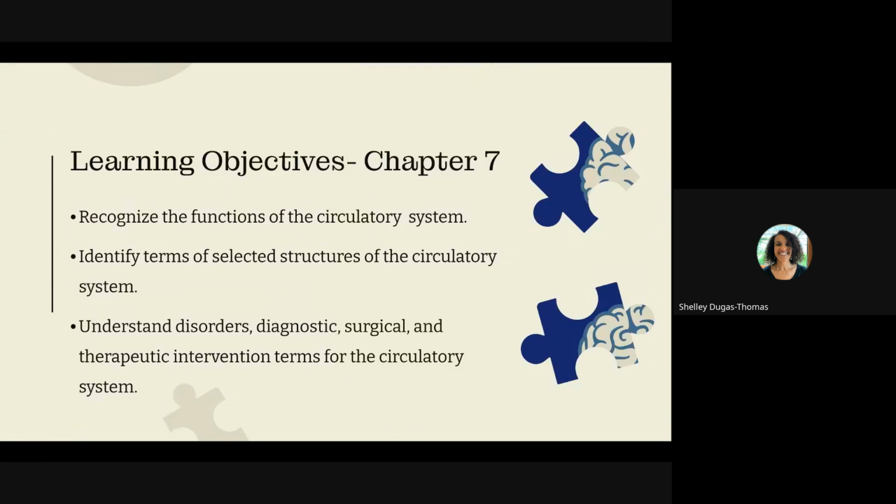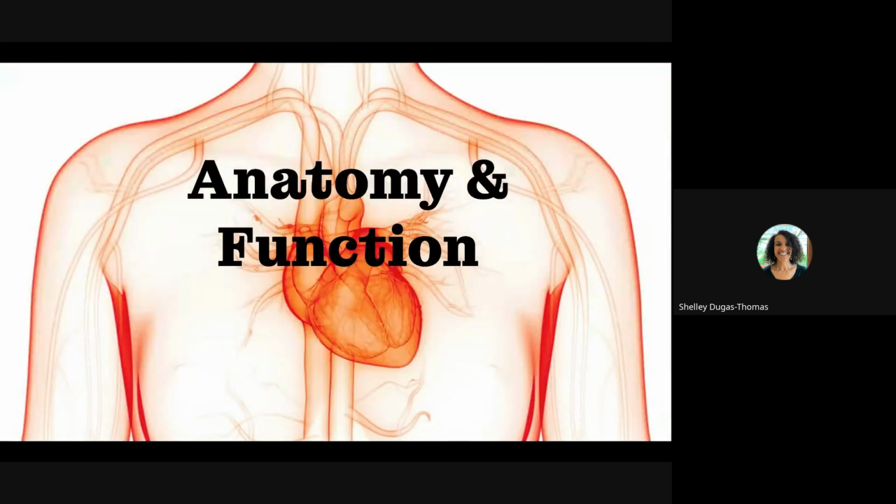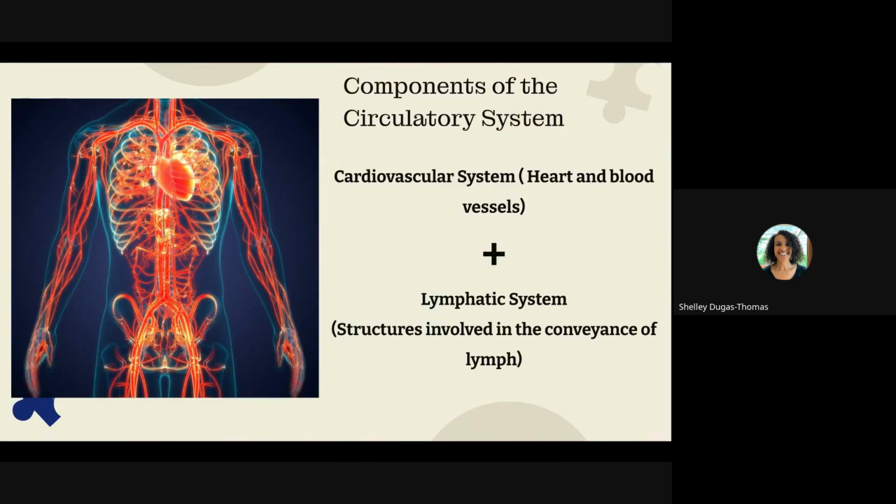So, our roadmap for chapter 7 focuses on, once again, three key areas. First, we'll look at the functions of the system. Second, we'll learn the structural terms. And finally, we'll look at some diagnoses, diagnostics, and procedures to address. So, first, let's jump into the anatomy and function.